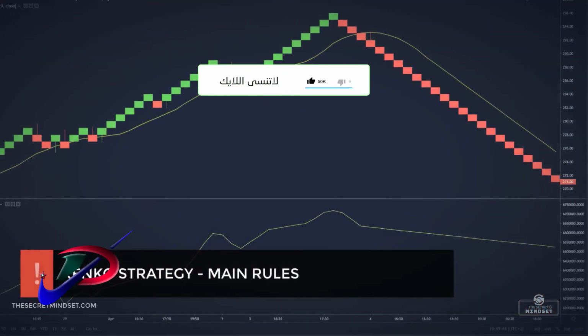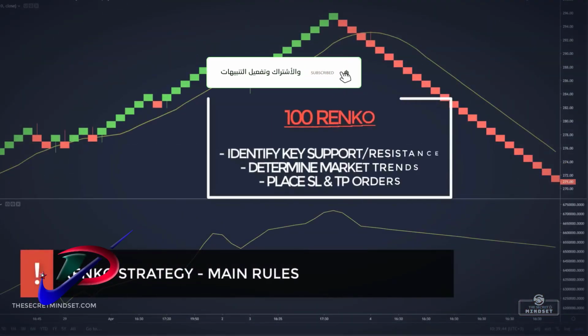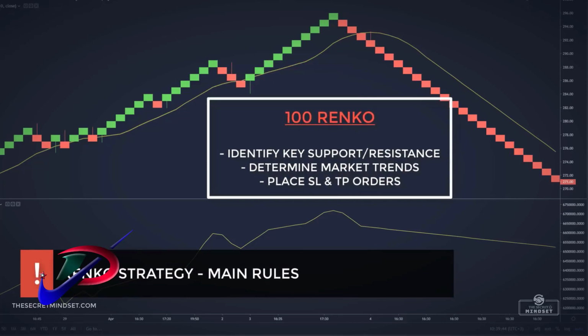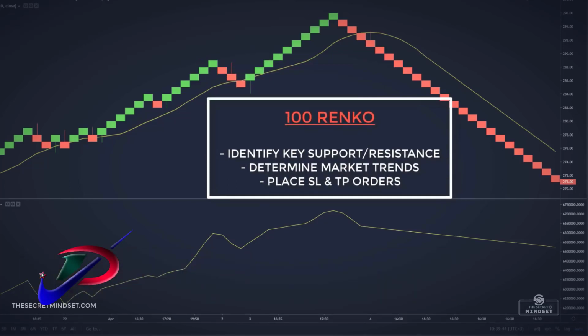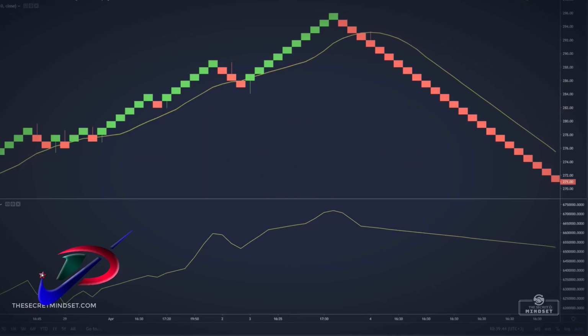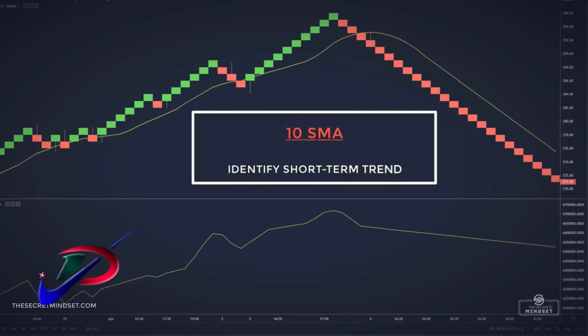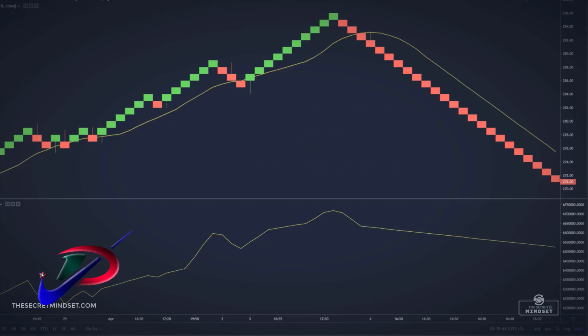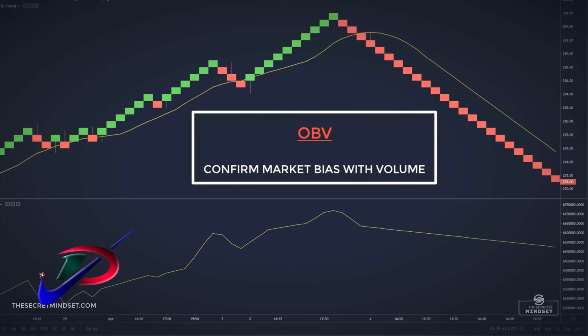Here are the main rules of this strategy. We'll use the 100 Renko brick to identify key support and resistance levels, to determine the market trends, and also to place our stop losses and take profit targets. We'll use the 10 simple moving average to determine the short-term trend, and we confirm our bias with the on-balance volume to determine if market's volume is flowing into or out of the traded instrument.